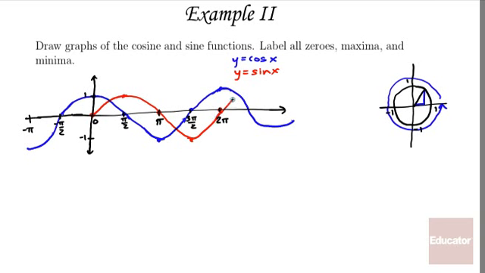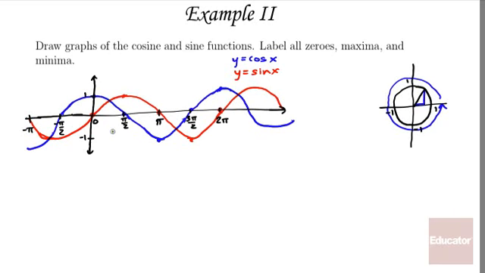And it repeats itself after this. And it repeats in the negative direction as well. So that's what y equals sine x looks like. It actually has the same shape as cosine x, but it's shifted over on the graph. Now we're asked to label all zeros and maxima and minima. Let me go through and label the zeros first.